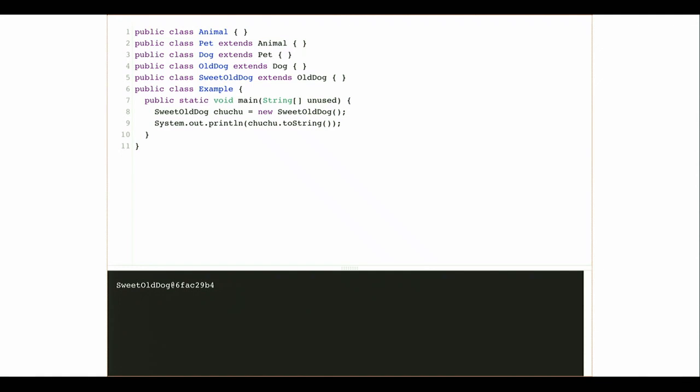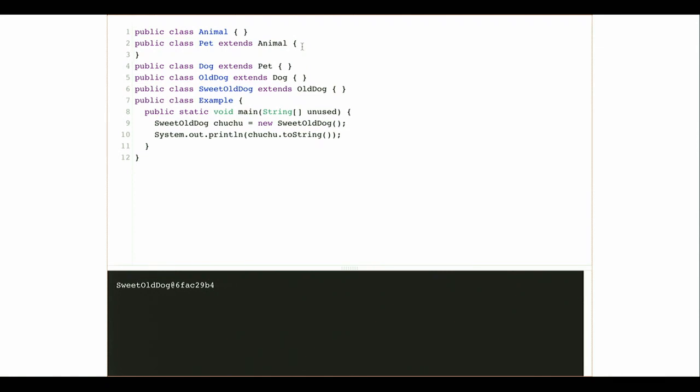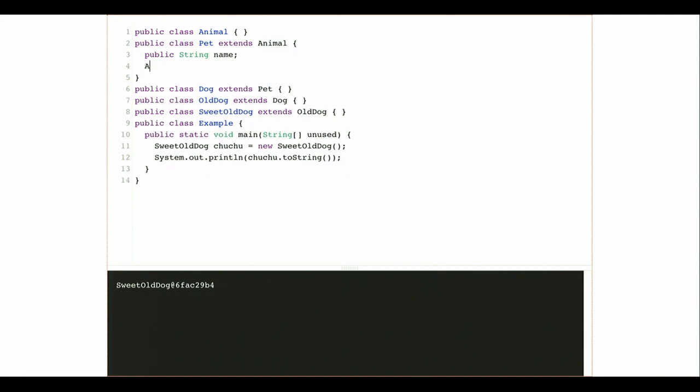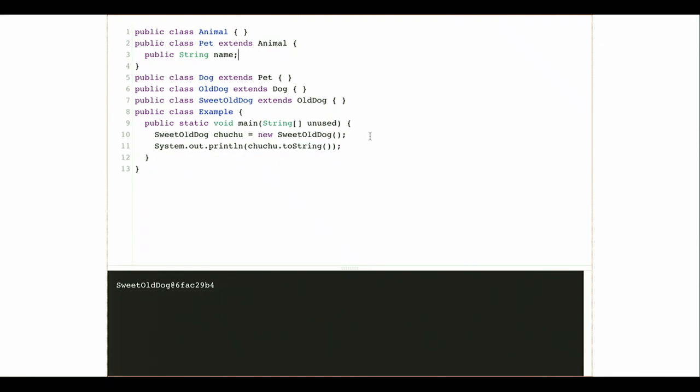Let's do the following things. First of all, let's give our pet a name. So what I need to do is I'm going to make this public for now, and I'll create a constructor for animal. Well, you know what, let's not create a constructor for animal. Let's just do this, okay? And then let's set choo-choo.name equal to choo-choo. Make sure that this still works, okay?